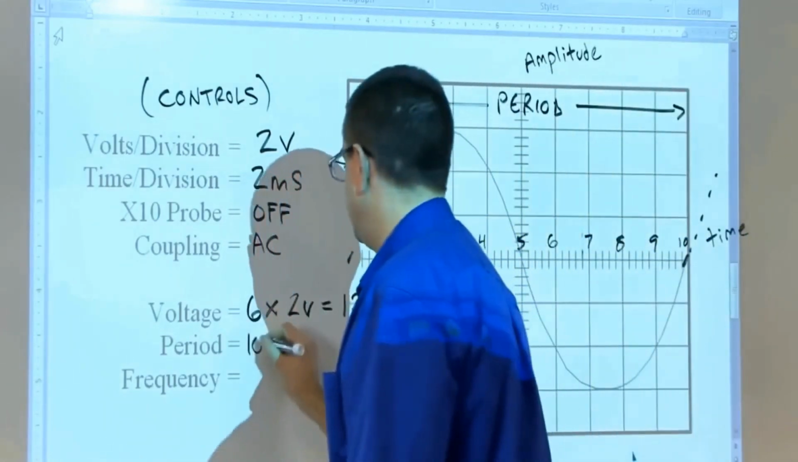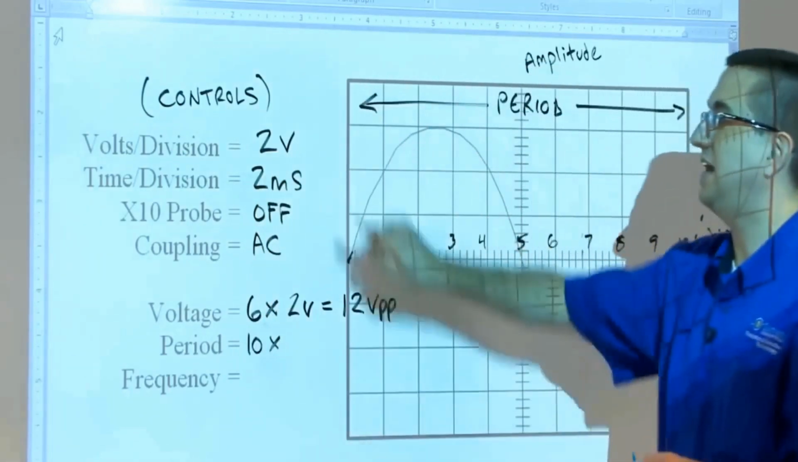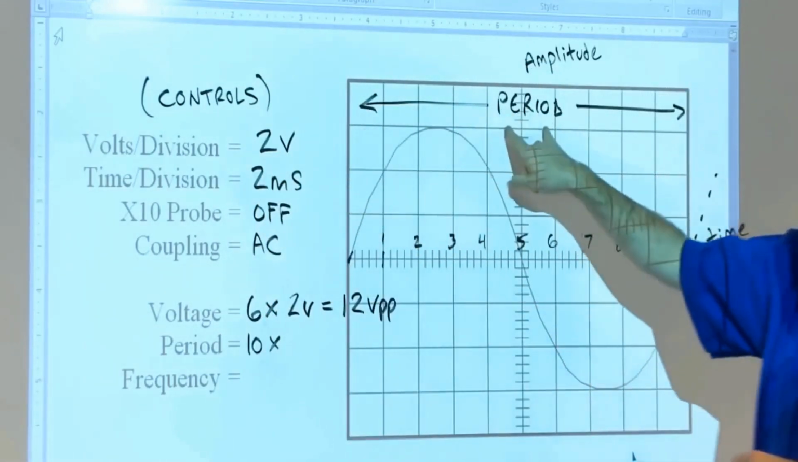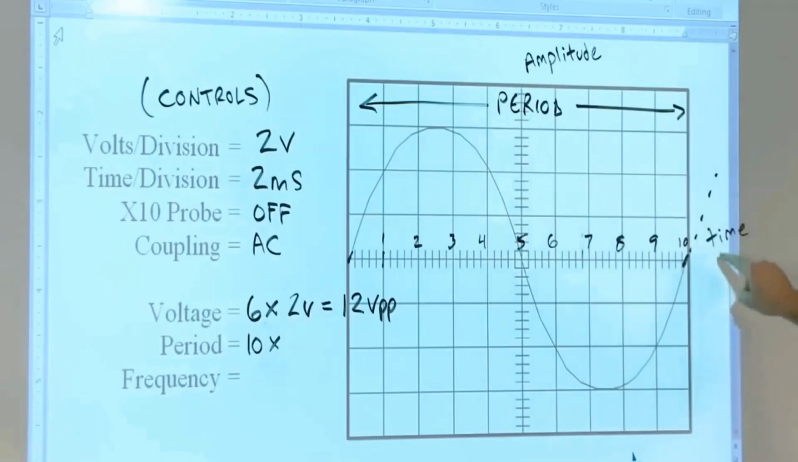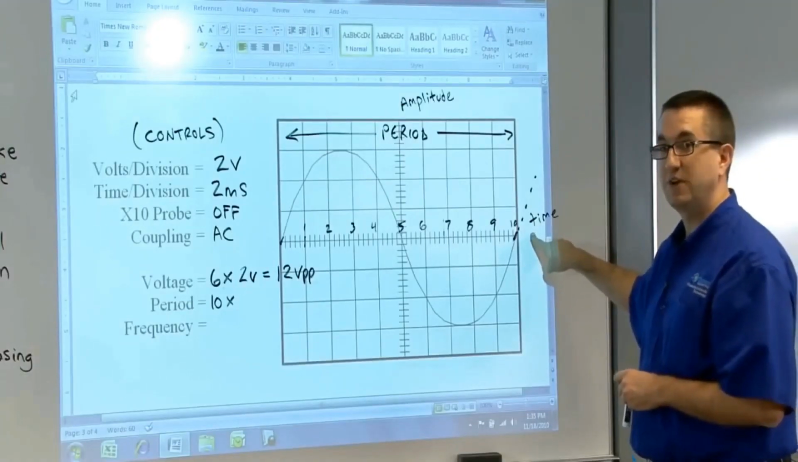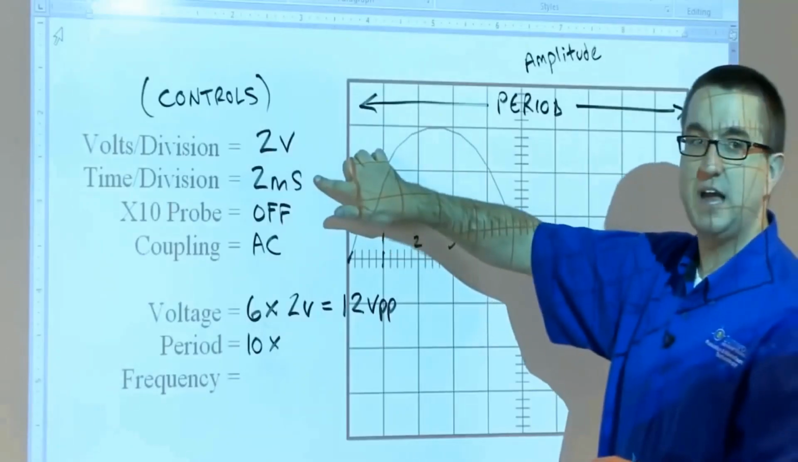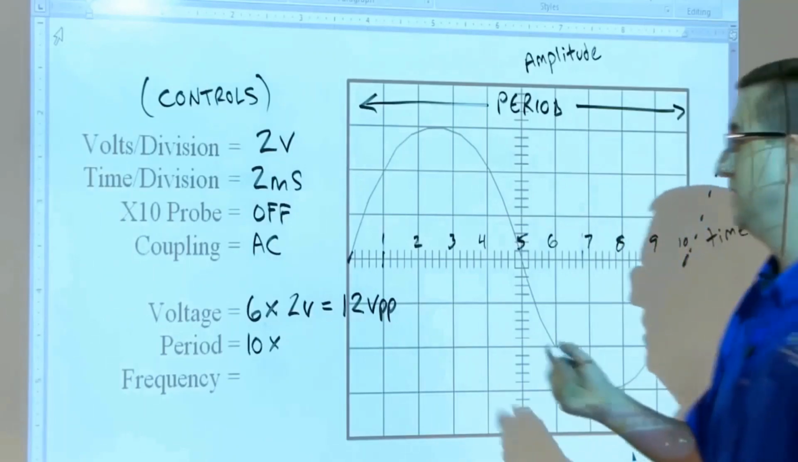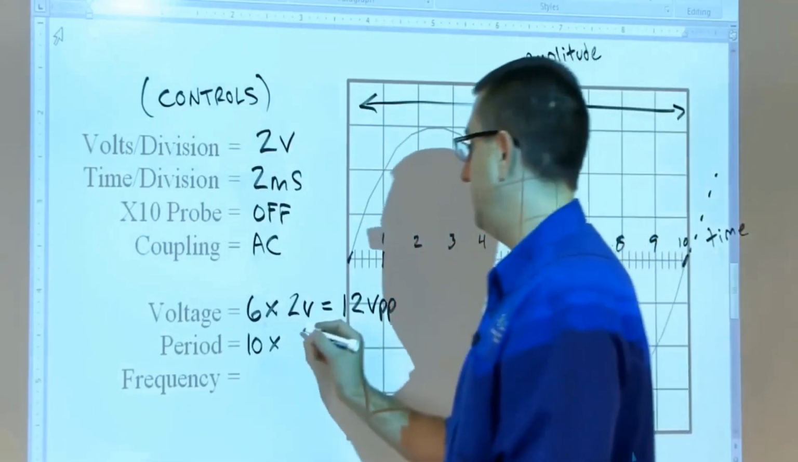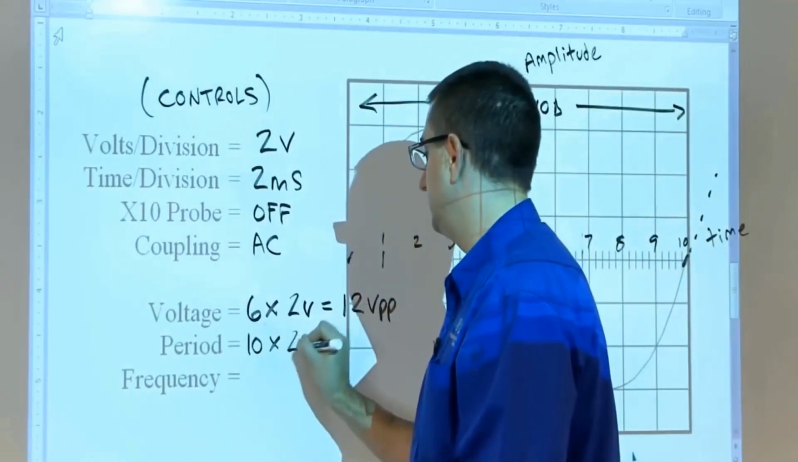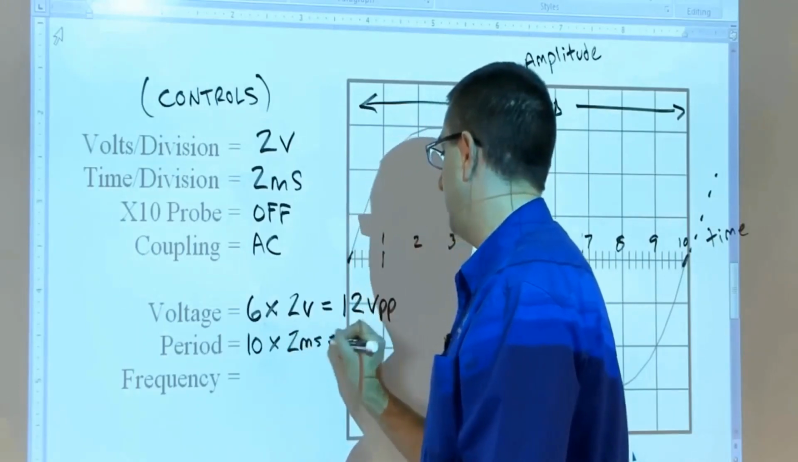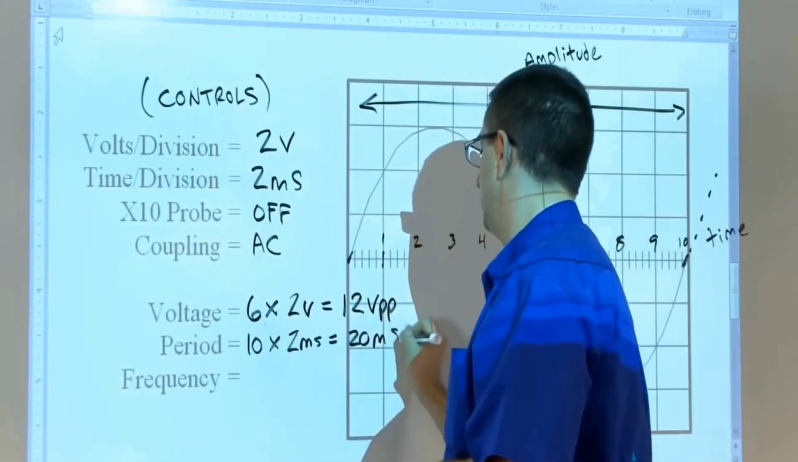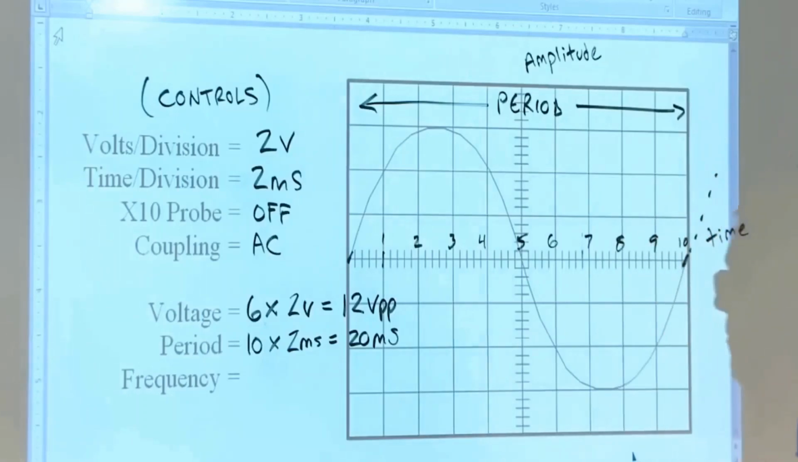So it's 10 divisions. I'm going to multiply that by my time per division, because period is really a measurement of time, because we're looking at that x-axis, which is a measurement of time. So I'm going to look at my time per division, which is 2 milliseconds. So 10 divisions times 2 milliseconds, and my period is going to be 20 milliseconds. Pretty easy to deal with there.